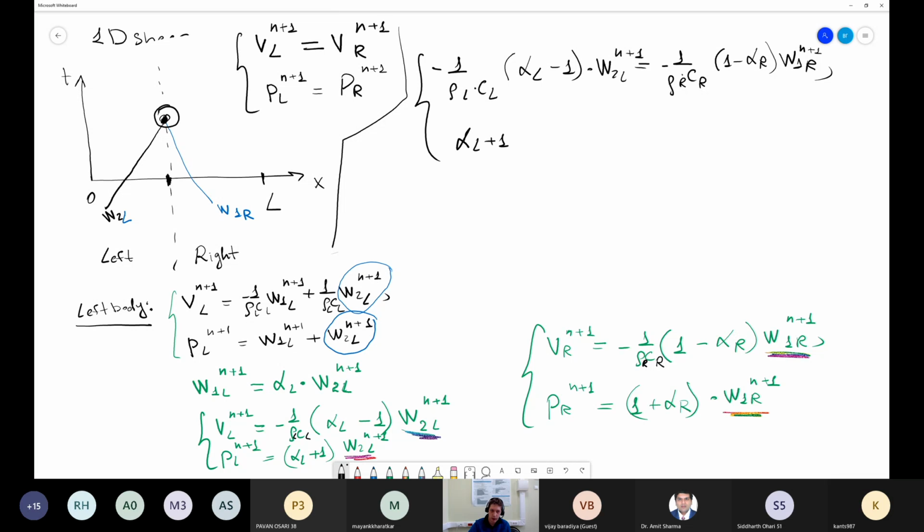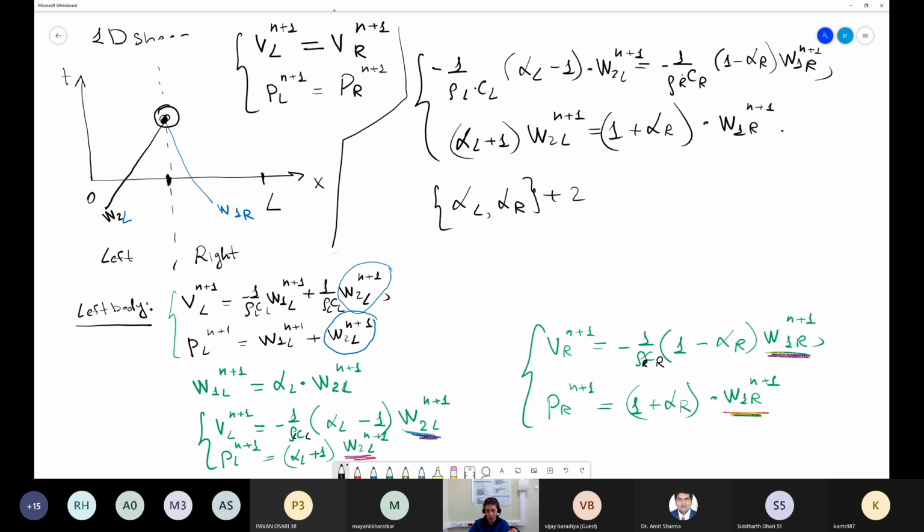Alpha L plus 1 multiplied by the W2 left n plus 1 is equal to the 1 plus alpha R multiplied by the W1 R n plus 1. So now you have two unknowns, alpha L and alpha R, and two linear equations. So you can solve it analytically for each node where you have the gap in parameters. You have to solve, but you can do it analytically.